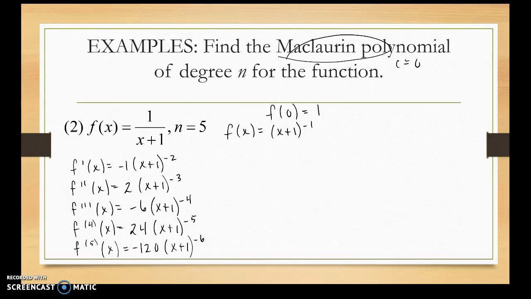Now, you don't really need to concern yourself with rewriting these derivatives nicely because we just care about the value of the derivative. So f prime of 0, negative 1. Your denominator is always going to be 1, so you just have to make sure that you're keeping the coefficient positive or negative. Second derivative, positive 2.